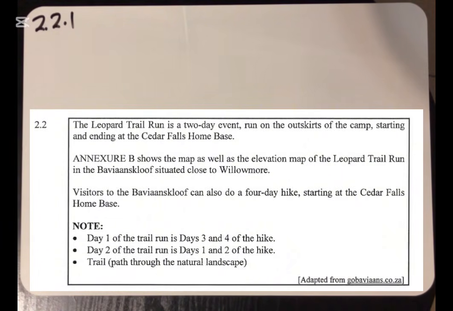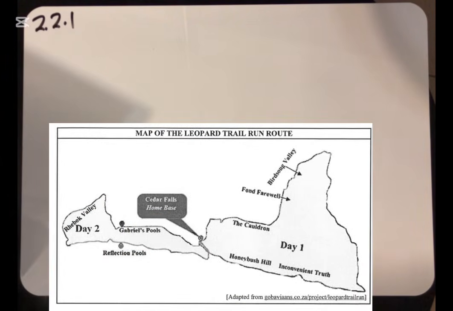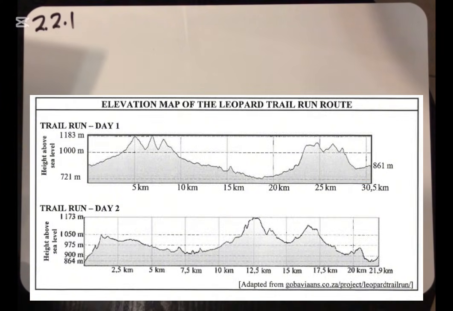So let's look at the annex chart B they are talking about. We can see that we're having the map of the Leopard Trail Run route. We can see that we're having day 1 and day 2. This is the map. We have the Gabriel Pools, we have the Reflection Pool, we have the Rubok Valley, we have the Honey Bush Hill and all this other information. Then the elevation plan, we can see that in day 1, the highest elevation was 1,183 meters and it ended at 861 meters in terms of the elevation.